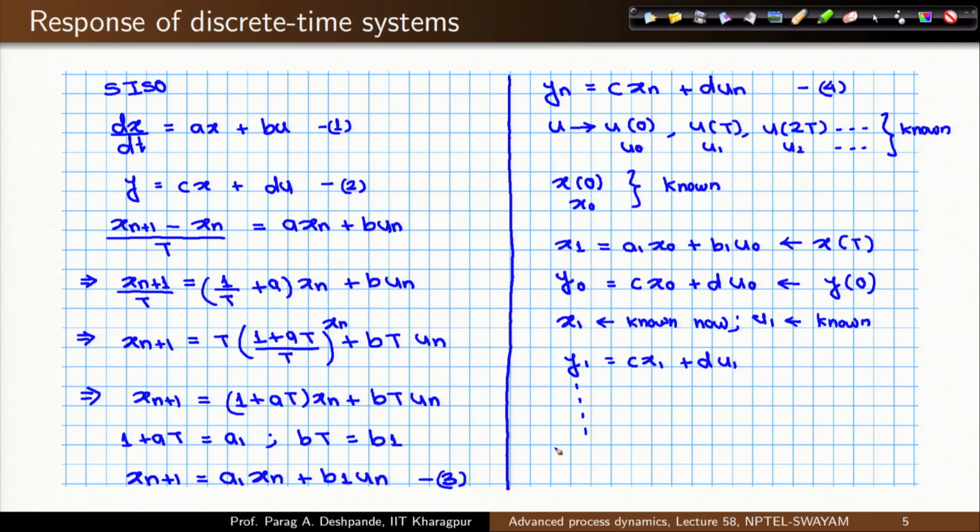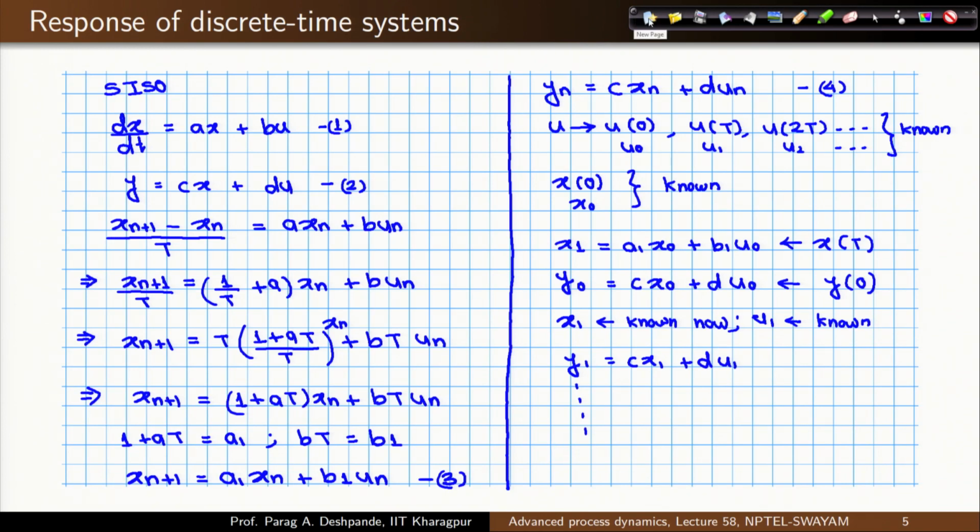a 1 and b 1 are constants. Further, y n, the value of the output variable at a given instant of time, can be calculated from the value of the dynamical variable and the value of the input function at that given instant of time. So, now this helps me propagate my system.